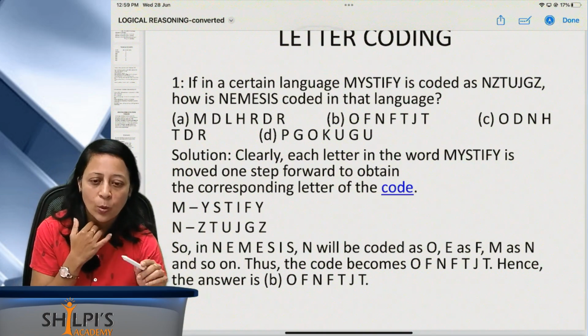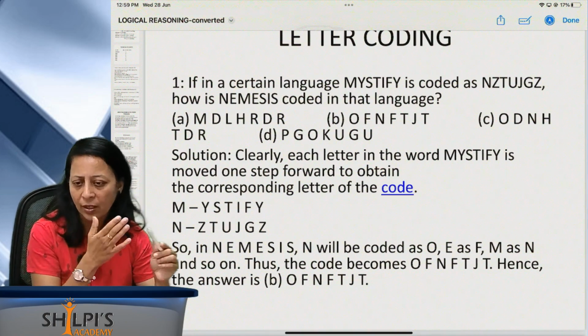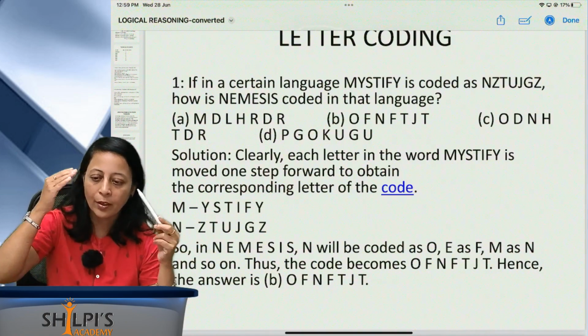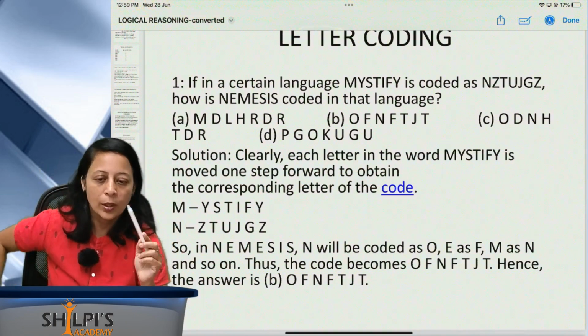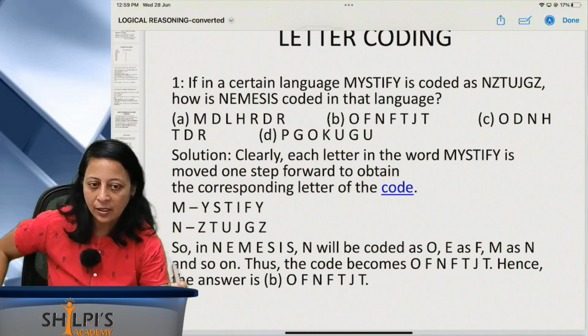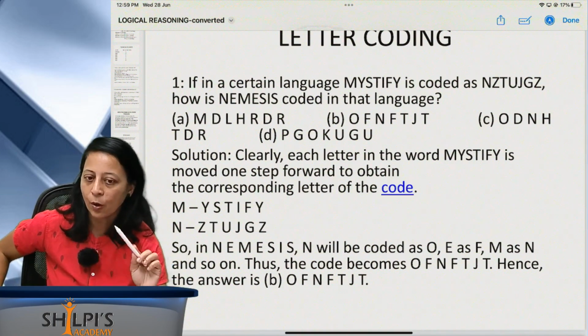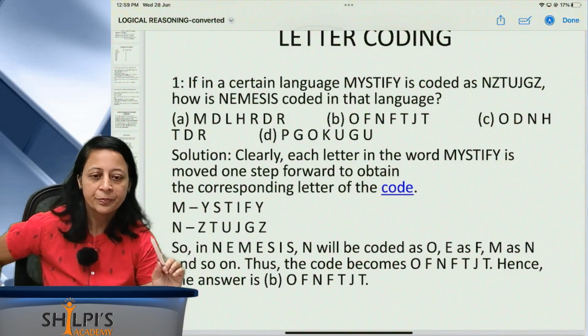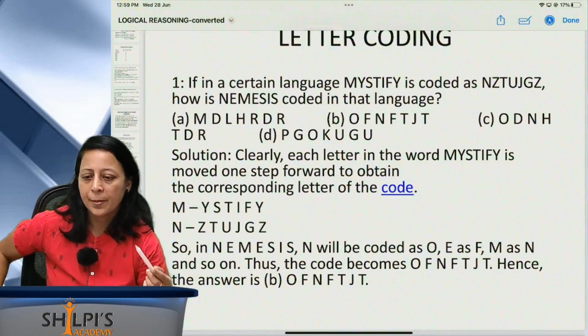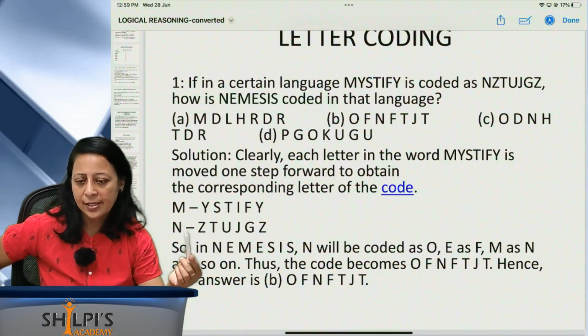Just see one or two words, initially it may look alike, so you have to go for different types of conclusions. Here it is after M, N, after Y, Z, after S, T. That is how they have followed. Just check for all the letters. If the same is being followed, then fine. Apply the same for Nemesis also. After N, it is O.